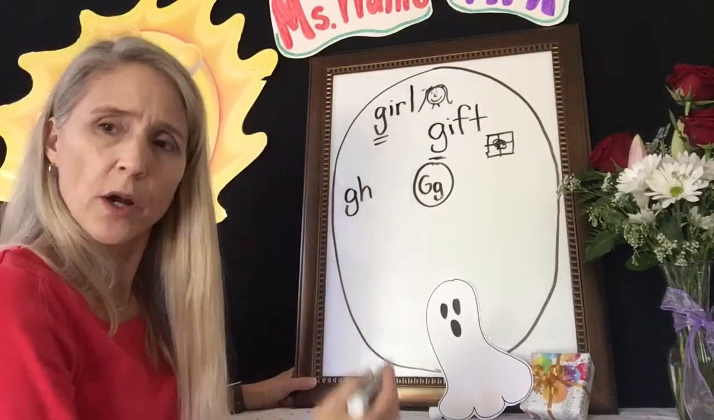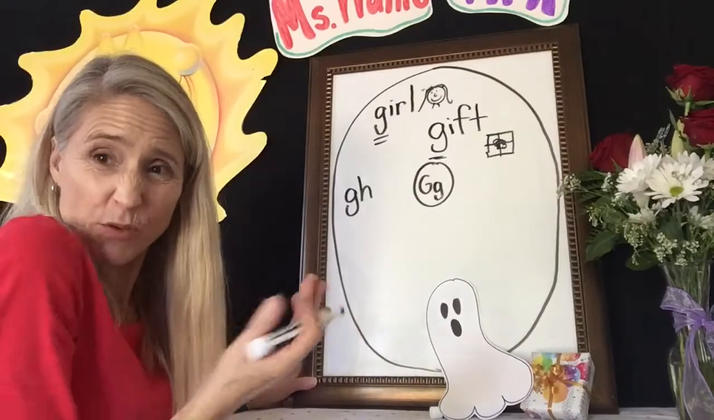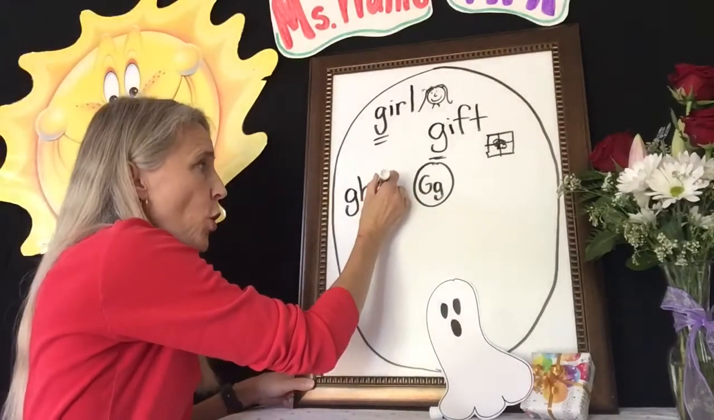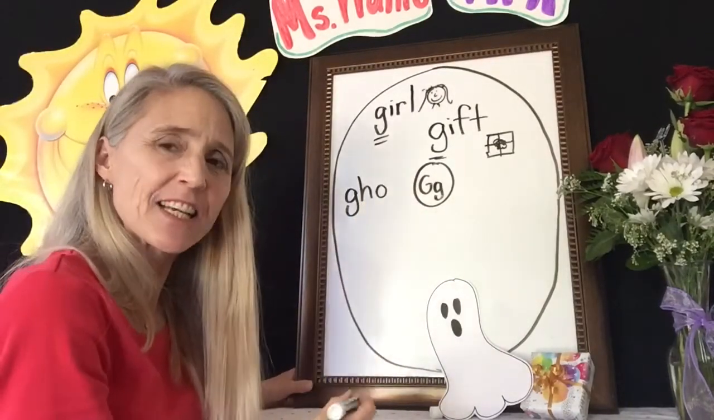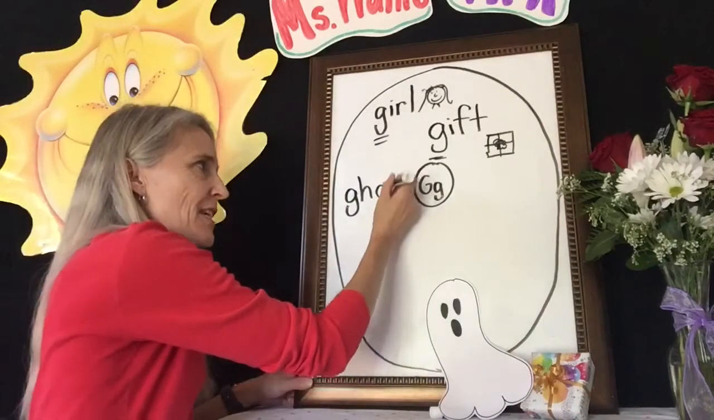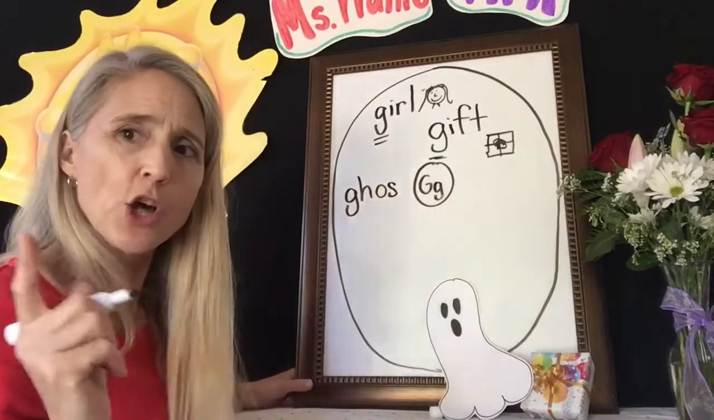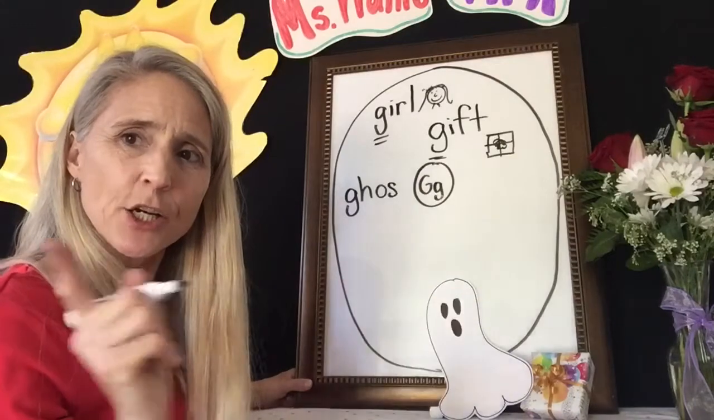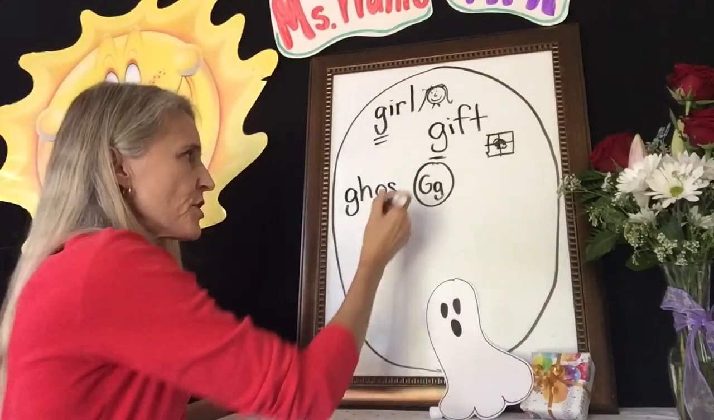G-O-O. Whenever you hear the name of a letter inside of a word, just write that letter. G-O-S. Ghost. Right, your S and the last sound. Ghost. Right, your tiger card. I'm sorry, your turtle card.